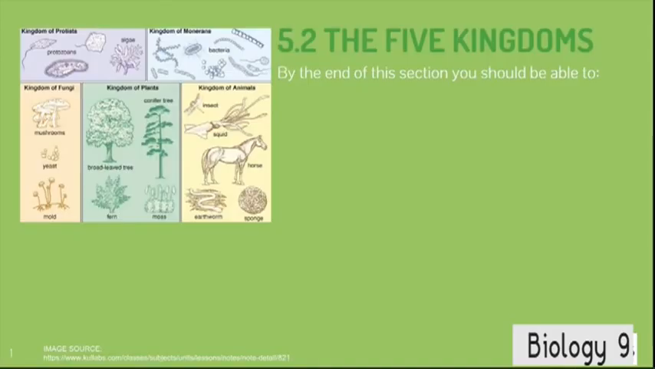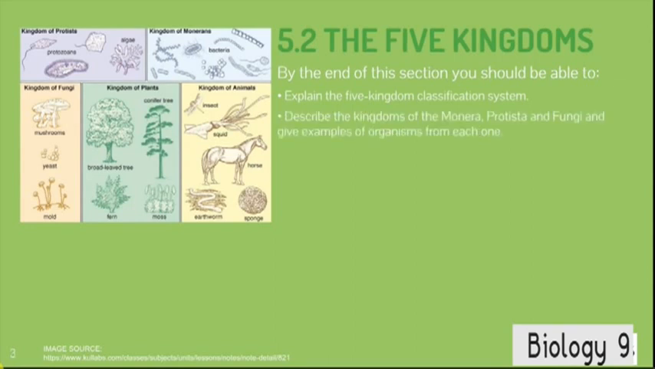Chapter 5.2 The Five Kingdoms. By the end of this section, you should be able to explain the five kingdom classification system, describe the kingdoms of the Monera, Protista, and Fungi, and give examples of organisms from each one.